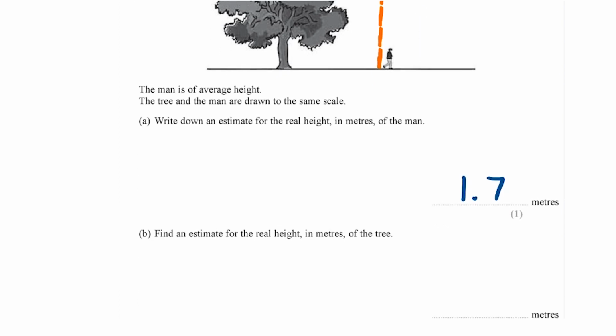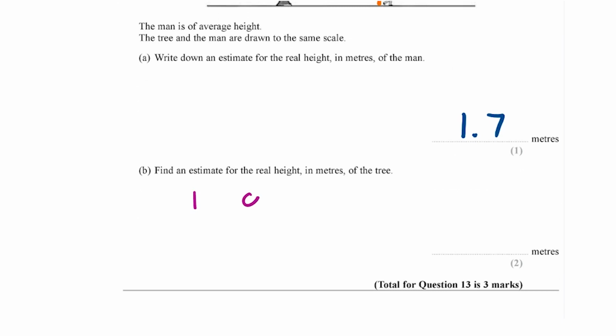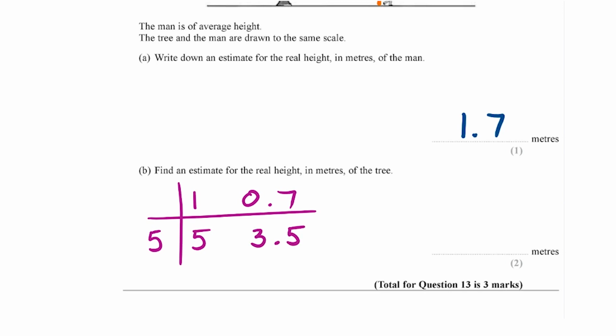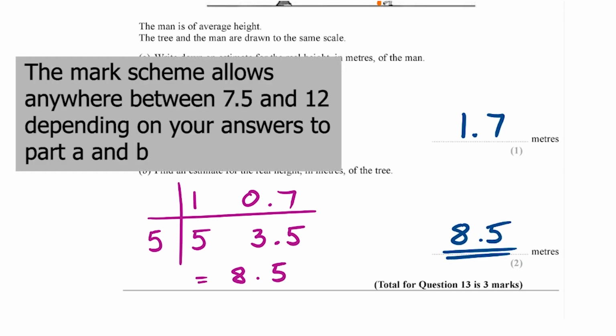So 5 times 1.7. I'm using the grid method to do that here. 1 times 5 is 5. 0.7 times 5. Well, 7 times 5 is 35. So 0.7 times 5 is going to be 3.5. It's 10 times smaller, if you like, or we've moved that decimal point one place along. So if I add those two together, I get 8.5. So that tree is approximately 8.5 meters high.